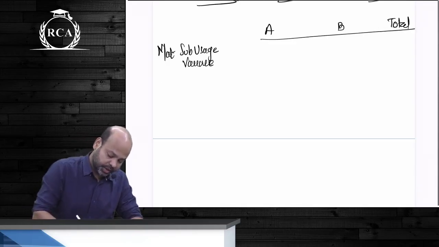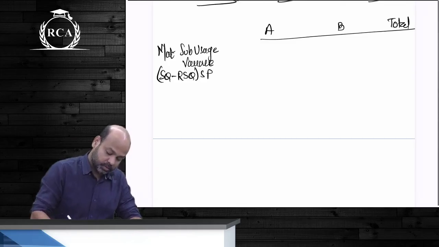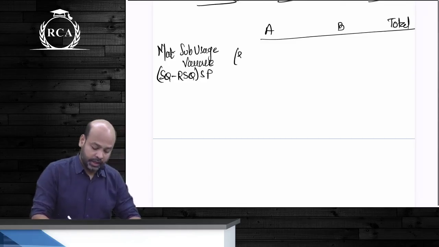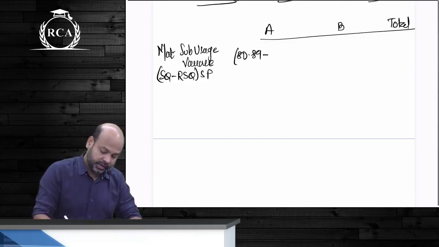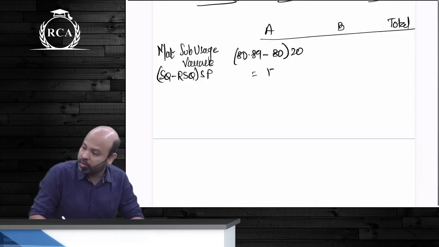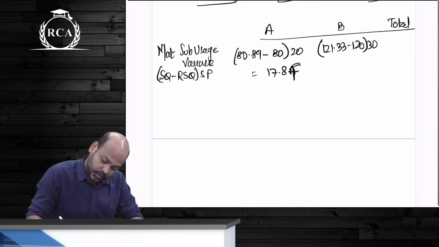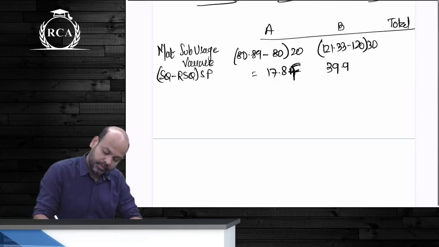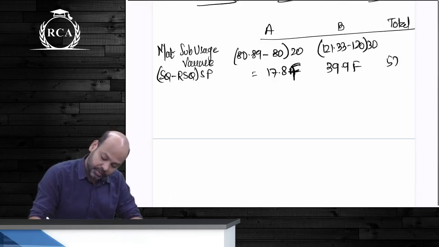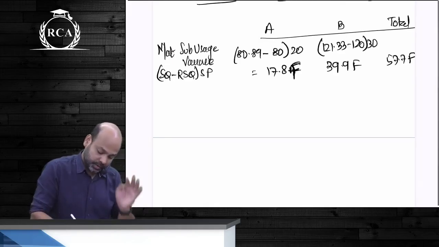Material sub-usage variance, guys. Standard quantity is 80.89. Revised standard quantity is 80 multiplied by 20. दूसरा वाला बेटा 121.33 minus 120 multiplied by 30. 39.9 favorable. दोनों का total बेटा 57.7 favorable.